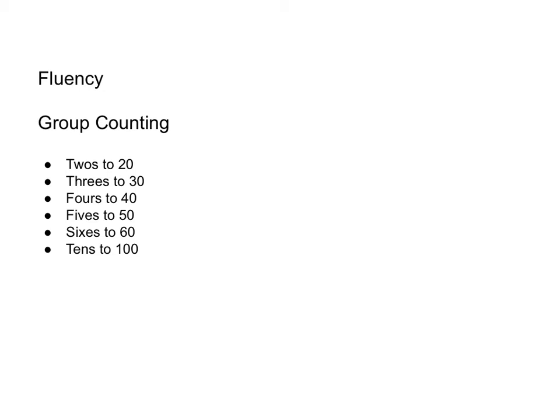Good work. 10s, again, we'll go straight up and then we'll go backwards. All right? 10, 20, 30, 40, 50, 60, 70, 80, 90, 100. Now backwards from 100. 100, 90, 80, 70, 60, 50, 40, 30, 20, 10. Good work.